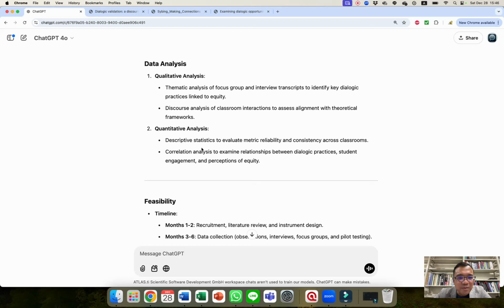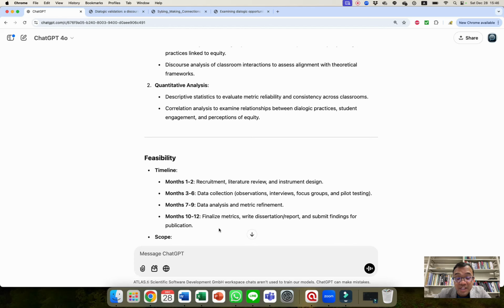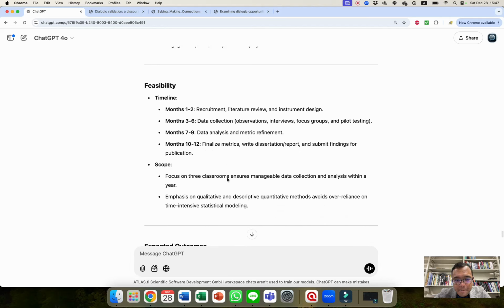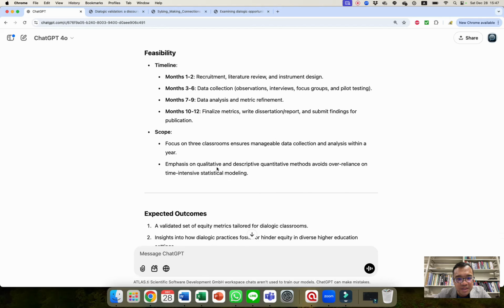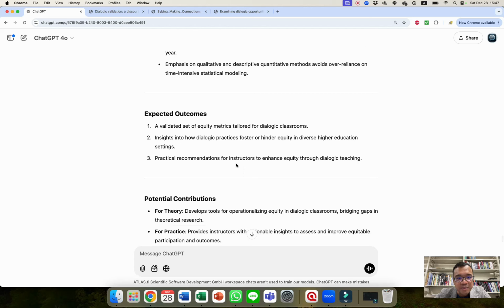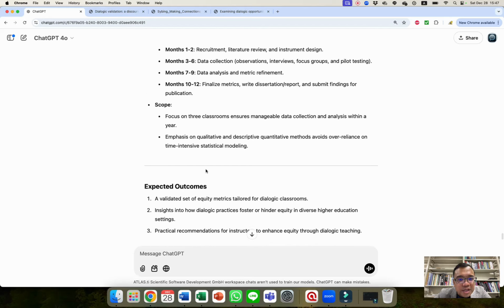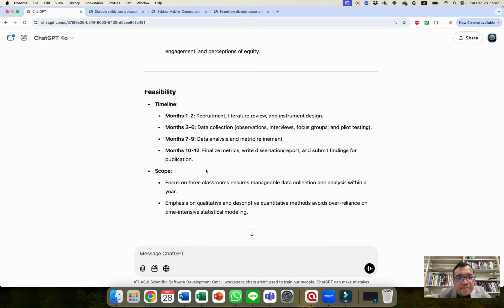This mixed method study seems ambitious, even for a time frame within a year, because you're pursuing both qualitative and quantitative components. So here is our feasibility based on the scope with some expected outcomes, such as a set of equity metrics, insights into how dialogic practices foster or hinder equity in diverse settings, and practical recommendations as well. So yeah, sounds good. I wouldn't be opposed to this kind of study. I think this would be interesting to look at.